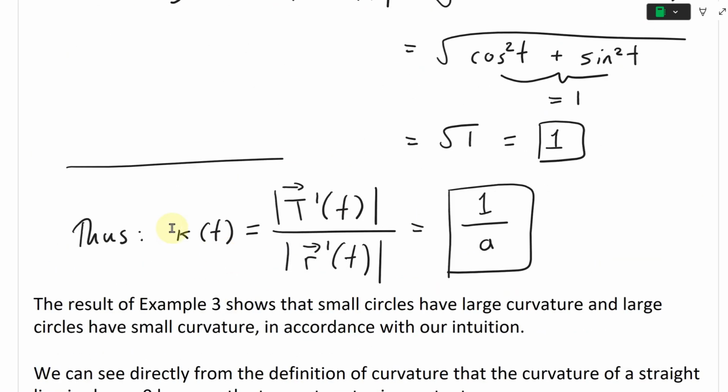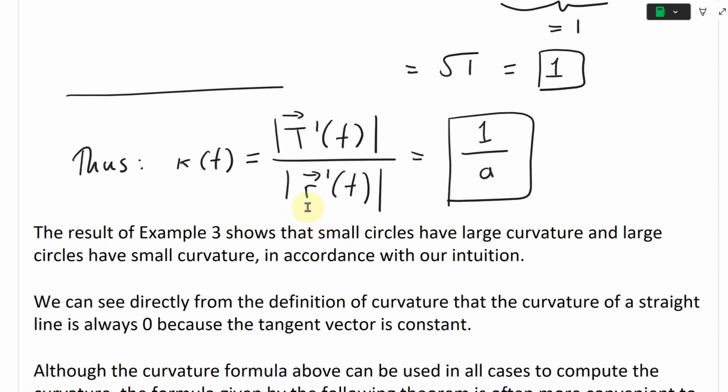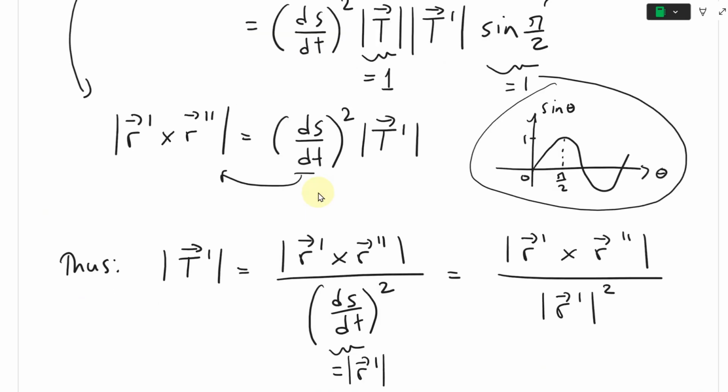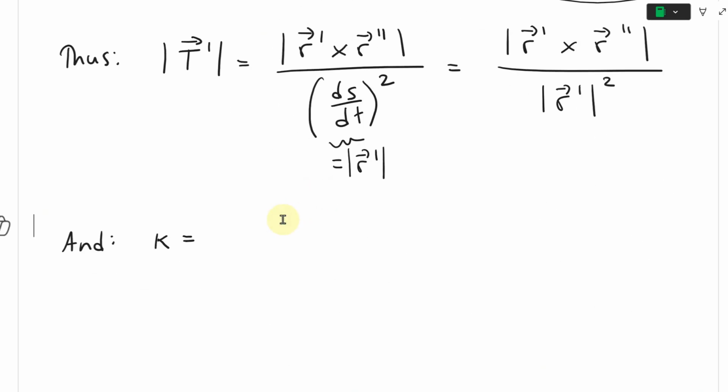This is just what kappa is. Kappa is just equal to the magnitude of the unit tangent vector derivative divided by the magnitude of the derivative of the vector function r. So we just put that in. This equals the magnitude of the derivative of the unit tangent vector T, and again, we're just ignoring the small case t's, divided by the magnitude of the derivative of r.